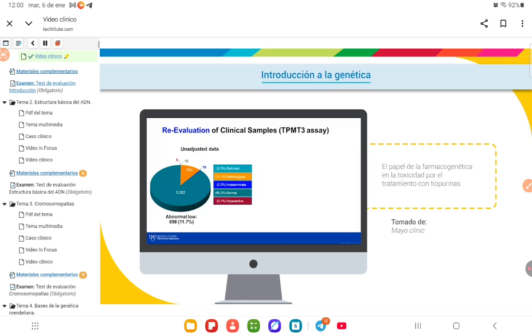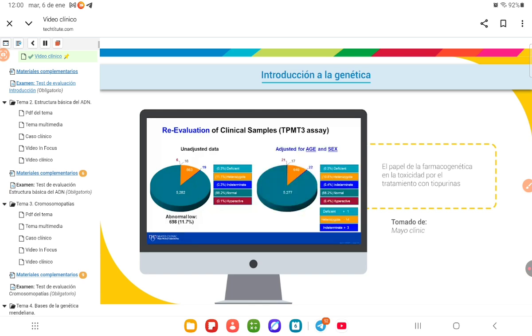So one more comparison can be made between the unadjusted outcome discussed previously and a reanalysis of the same data after adjustment for age and sex. While predictably, things do not change much, it could be argued that a 0.2% decline of abnormal low cases could be clinically relevant, also when considering the threefold increase of hyperactive cases.